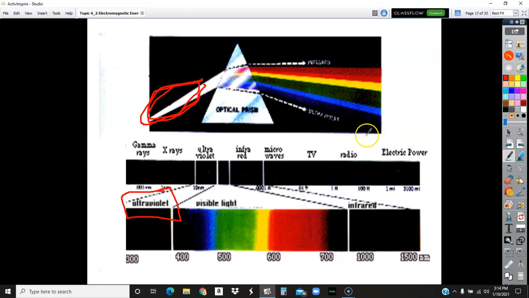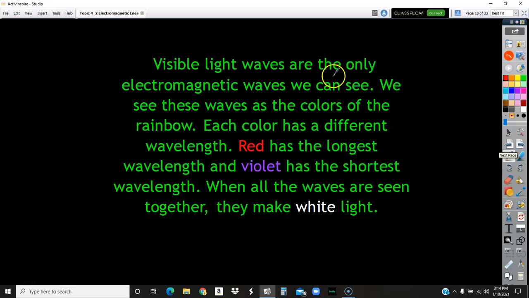They're really cool. Anyway. Visible light waves are the only electromagnetic waves we can see. So again, that's why it's called visible. Right? We can't see X-rays, you can't see gamma rays, etc. We see them as colors of the rainbow. Each color has a different wavelength. Red is the longest wave. Violet is the shortest wave. When you put them all together, again, they make white light.